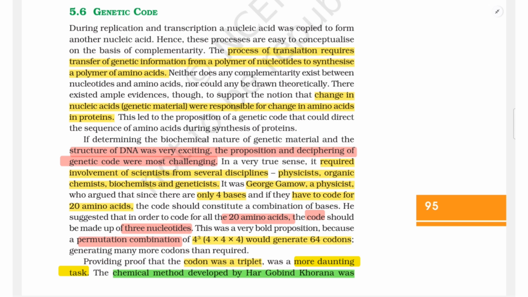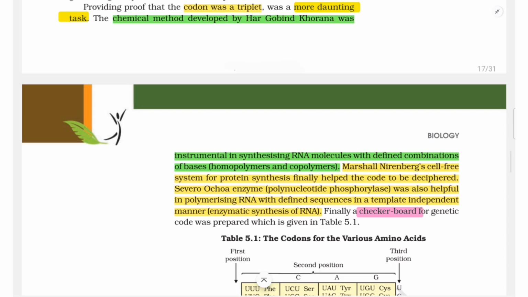It was George Gamow, a physicist, who argued that since there are only 4 bases and if they have to code for 20 amino acids, the code should constitute a combination of bases. He suggested that in order to code for all the 20 amino acids, the code should be made up of 3 nucleotides. This was a very bold proposition because a permutation combination of 4 to the power 3, that is 4 into 4 into 4, would generate 64 codons, generating many more codons than required. Providing proof that the codon was a triplet was a more daunting task.